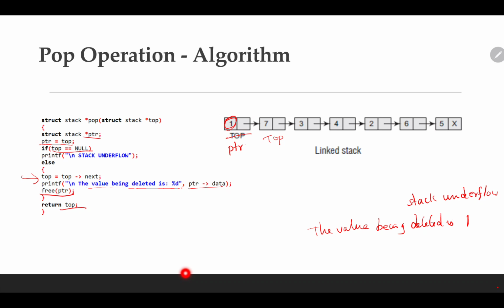Here we are assigning ptr is equal to top. So the top node is ptr now. Then we are checking the condition. If the condition is true, meaning no node is available, it will print the message stack underflow. If it is false, we are making the next node the top. Then the value being deleted is ptr->data. So this value is printed like this. Then we are removing the node by using the free function. So this is about the pop operation.